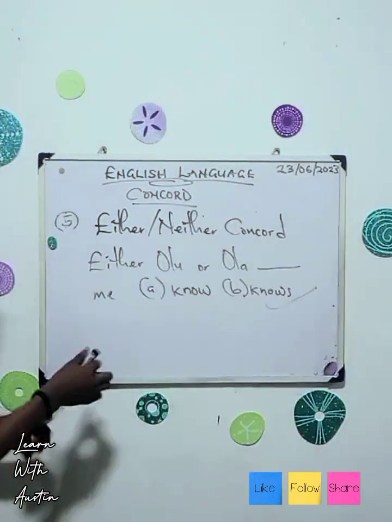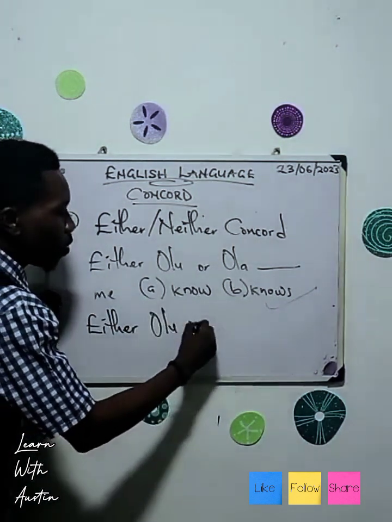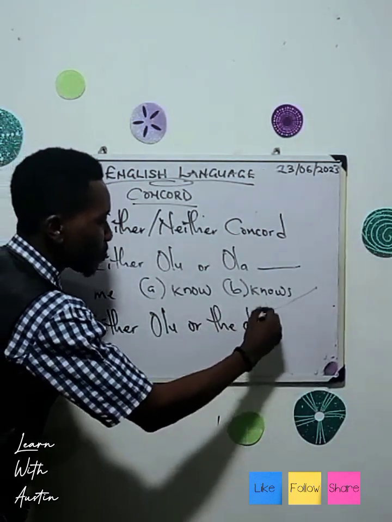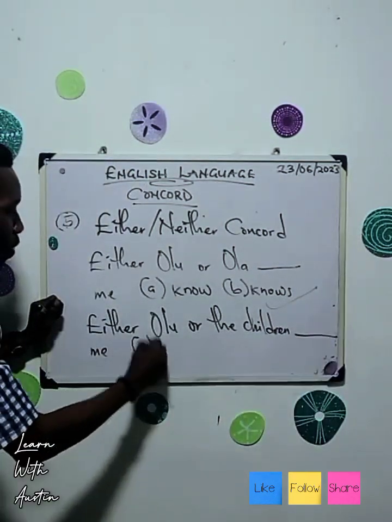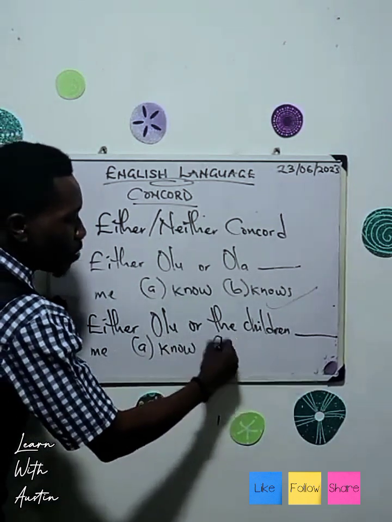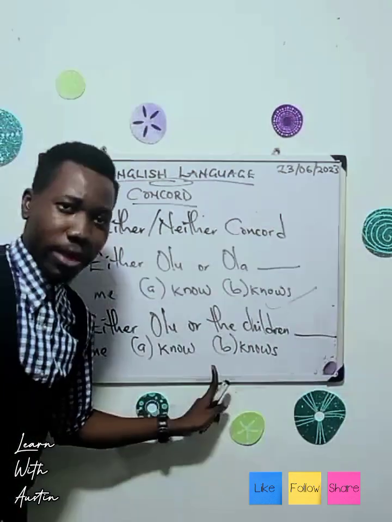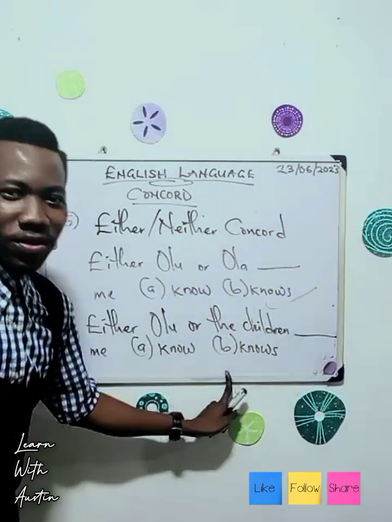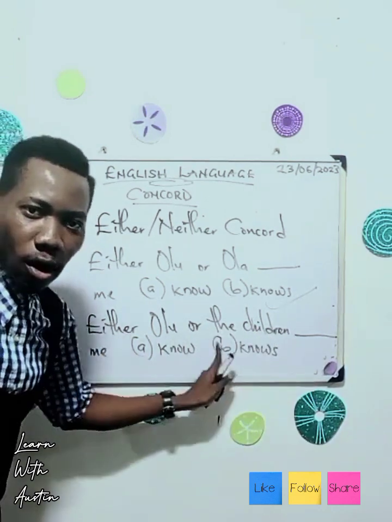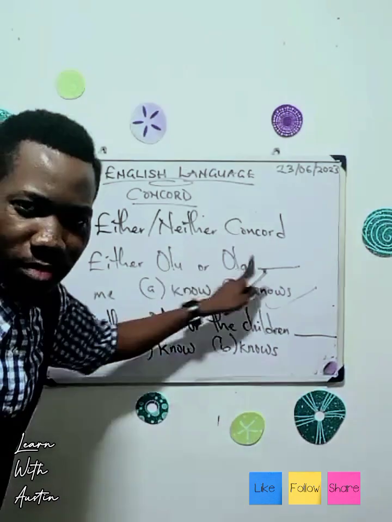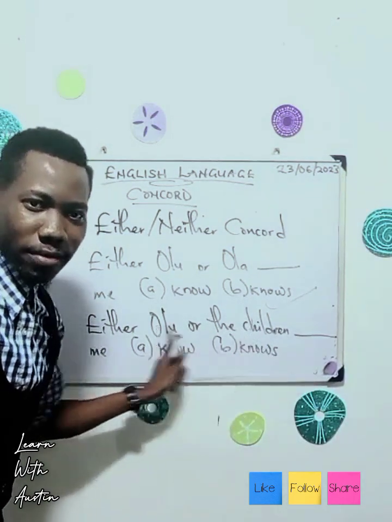Now, what if you have either Olu or the children dash me? You have the same options, "know" and "knows." So in this case, the either neither Concord comes into play, and also the Concord of Proximity comes into play. In other words, the one you'll be considering now will be the one after the "or," whether it is either or neither nor. In the earlier case, both of them were singular, so it was easy to just choose one singular. But here, Olu is singular, the children is plural.